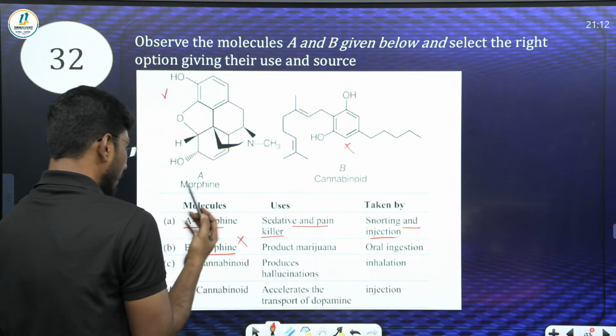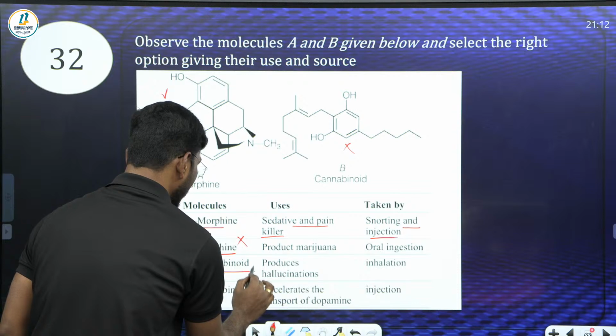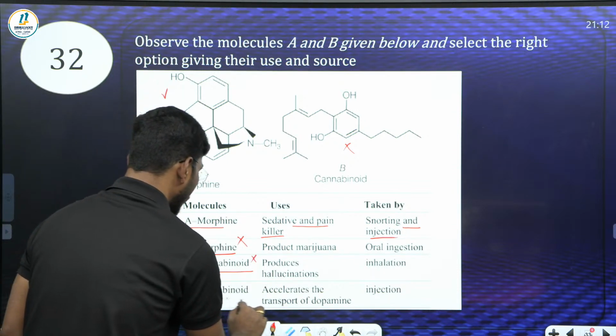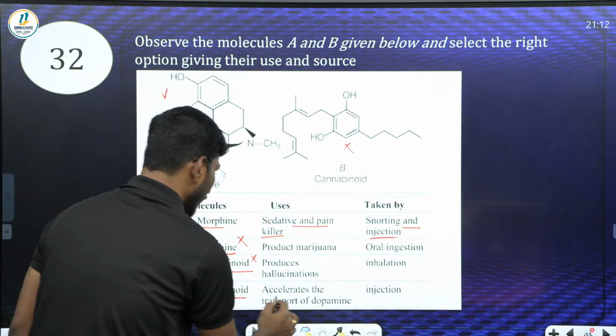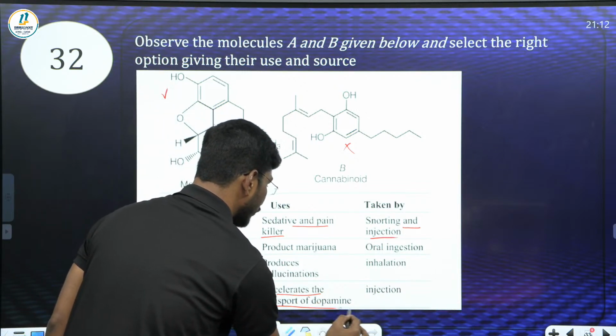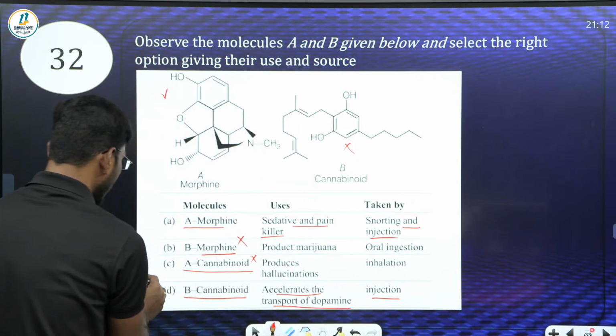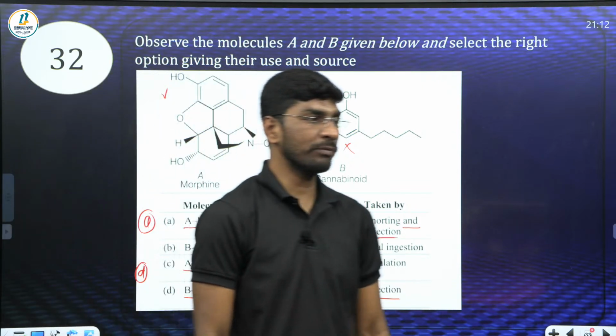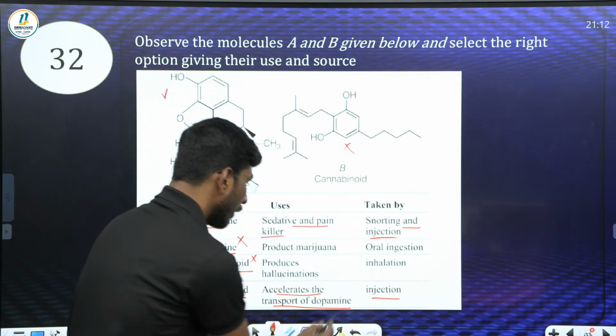Option B, leave it. A, cannabinoid. A is not cannabinoid, leave it. B, cannabinoid, and accelerates the transport of dopamine, and injection is given. B, D and A: which of these two is correct? But look carefully, here it is given dopamine.